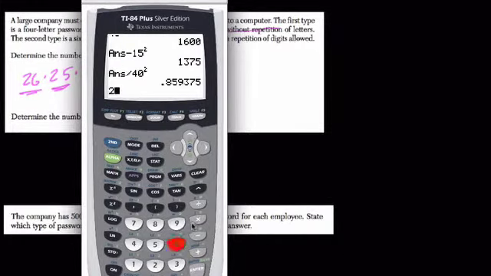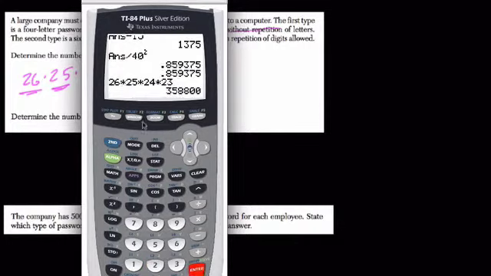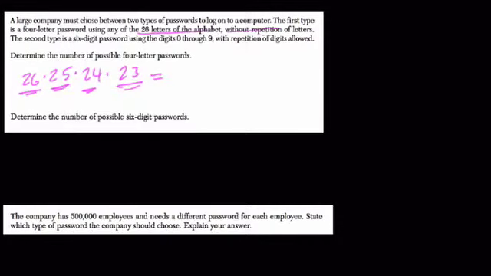In the first case, there are 26 letters, but it says without repetition, so you can't reuse them. So first you can pick 26, and then 25, and then 24, and 23, because we're only allowed to use four letters. So with the calculator, we have 26 times 25 times 24 times 23. We get 350,800.